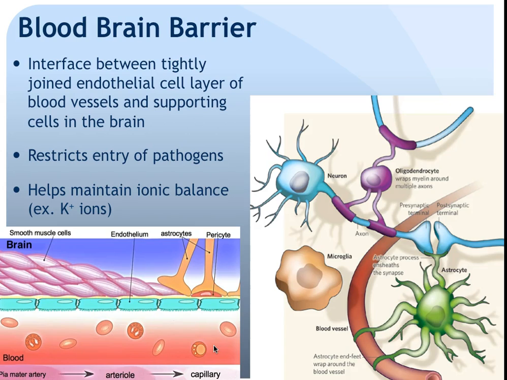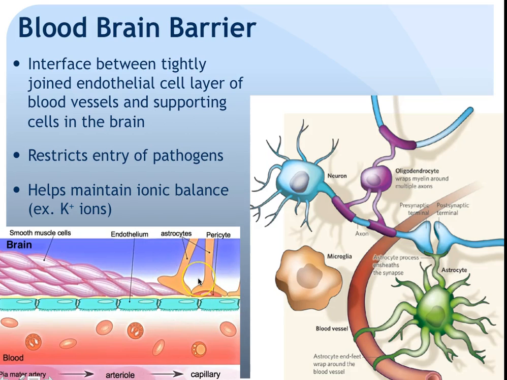And here we can see that the blood-brain barrier really is a combination of the tightly compacted endothelial cells of the blood vessel and also the neighboring pericytes and astrocytes that are inside the brain. They all form connections here.